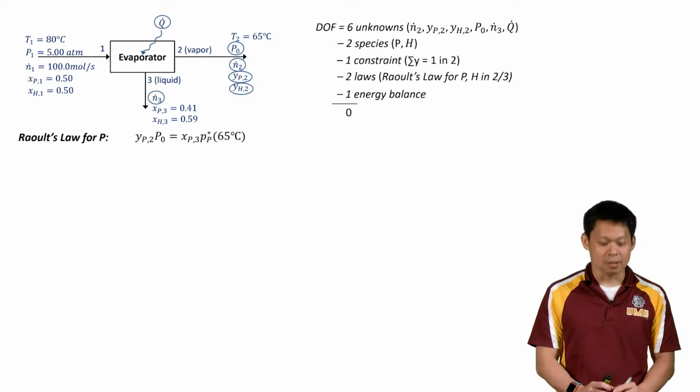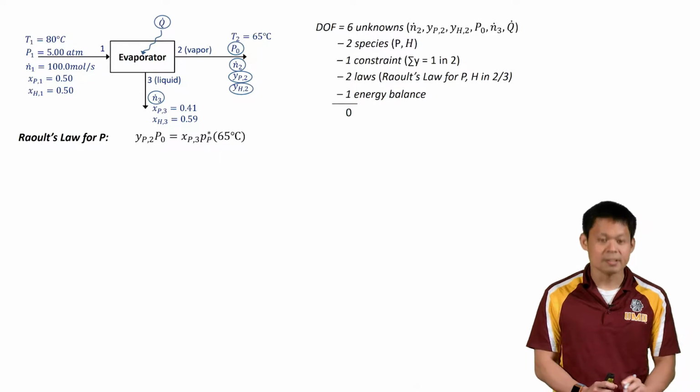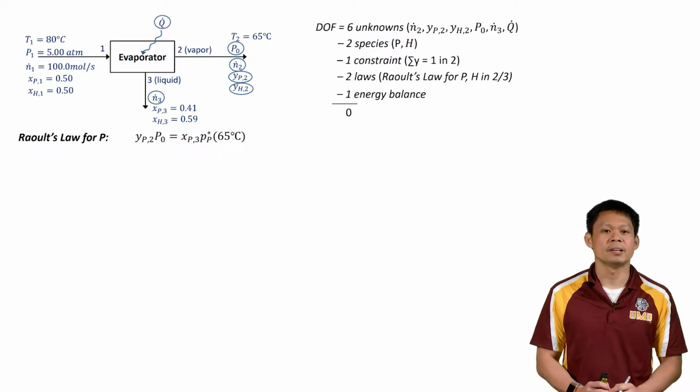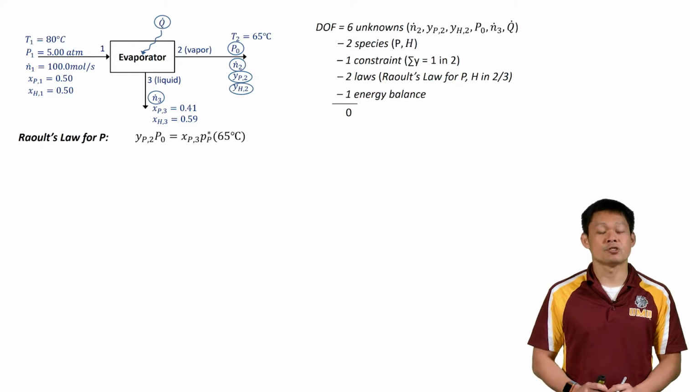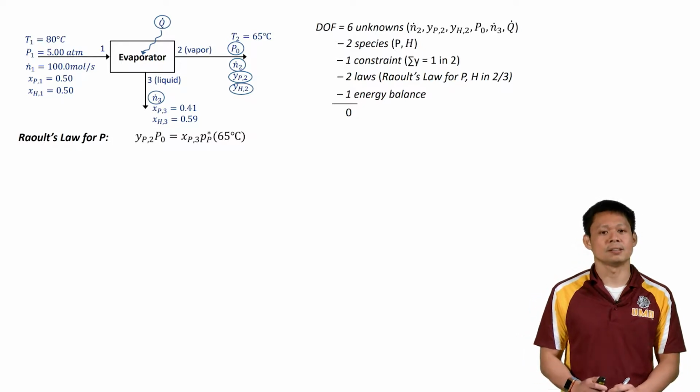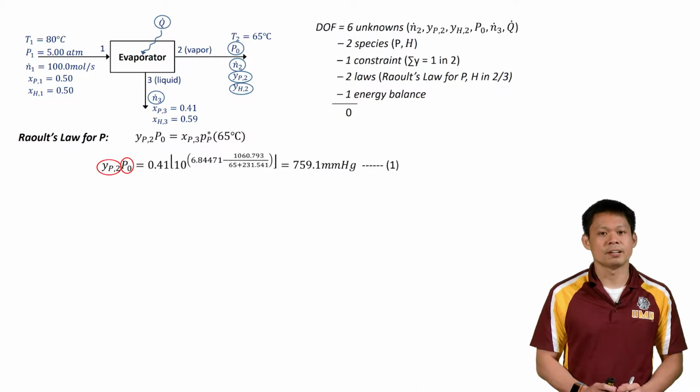In terms of the material balances, here I'm just repeating the diagram and the DOF. We're going to start with Raoult's law. Here's Raoult's law. The left-hand side is related to the vapor stream, so the mole fraction of pentane in that vapor stream times the pressure is equal to the mole fraction in the liquid multiplied by its vapor pressure at 65 degrees C. We're going to use Antoine's equation to evaluate the vapor pressure at 65 degrees C.